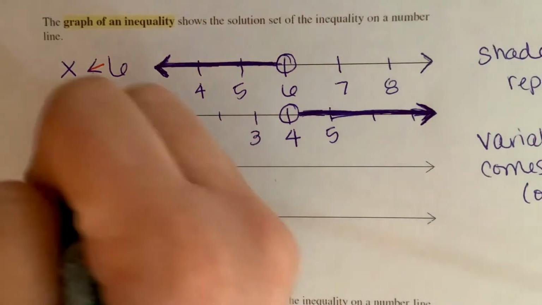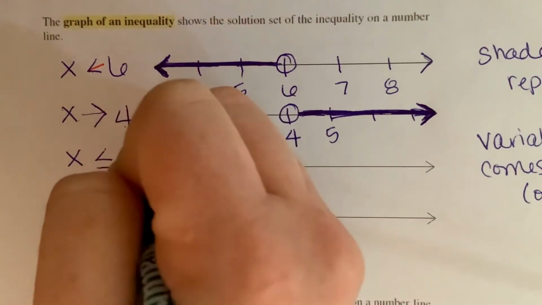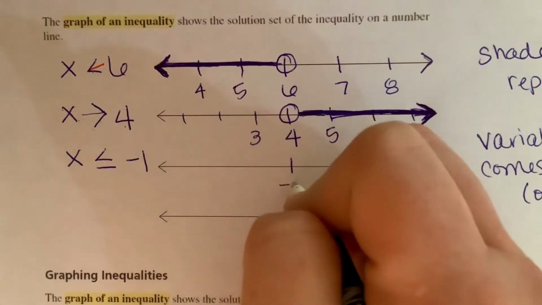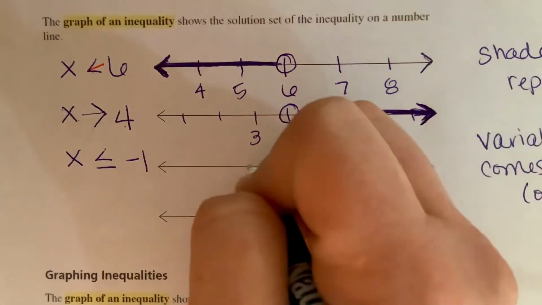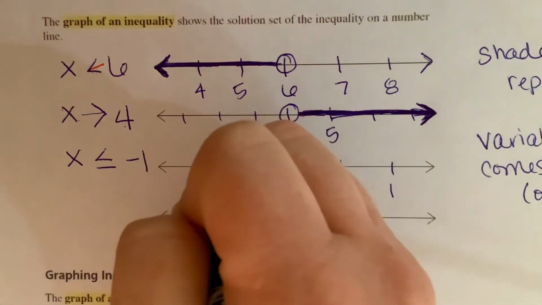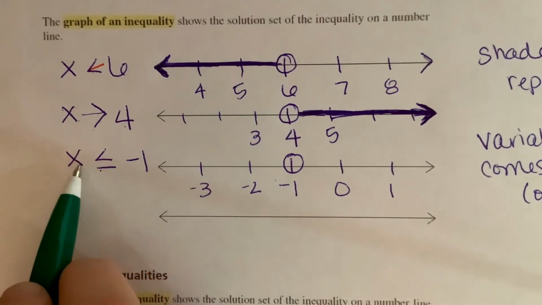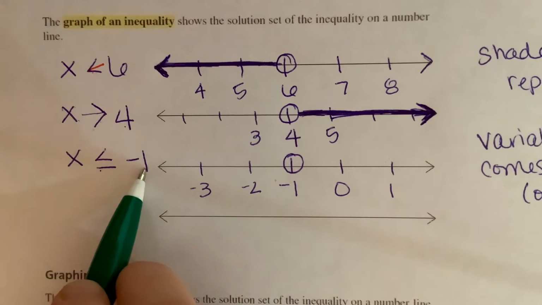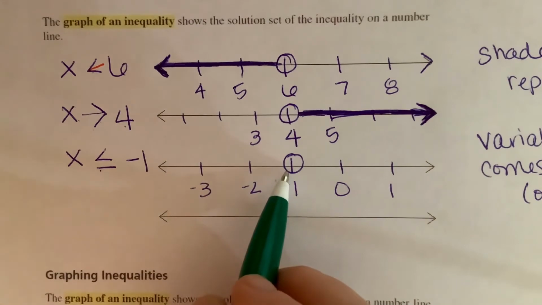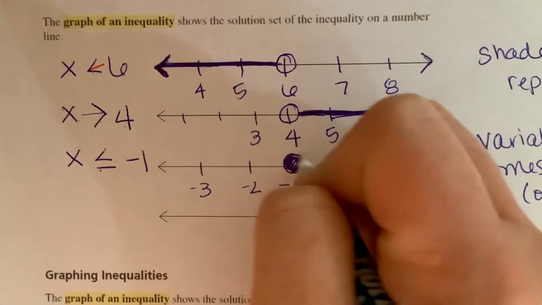Okay, next is x is less than or equal to, let's say, -1. So if I put -1 in the middle, and I go up a couple and down a couple, 0, +1, -2, -3, I put my bubble. Now in this case, we have our inequality symbol with a line underneath it. Since x could be equal to -1, -1 is in my solution set. So when there's a line under my symbol, I'm always going to shade in my bubble.